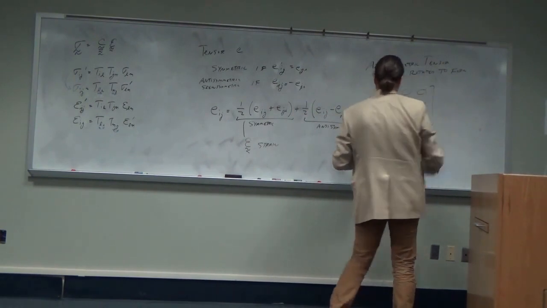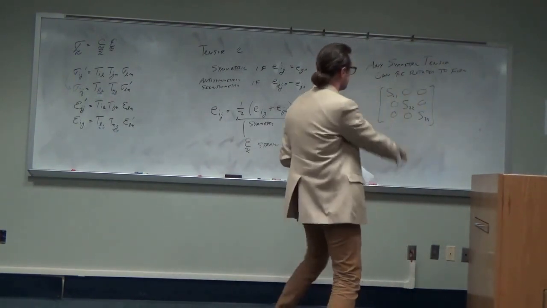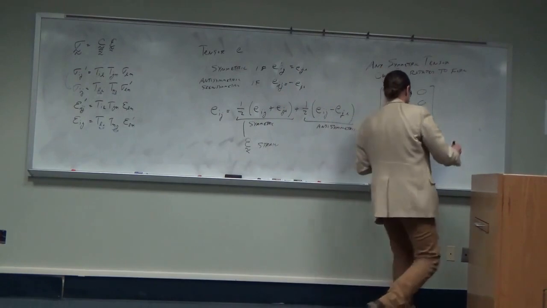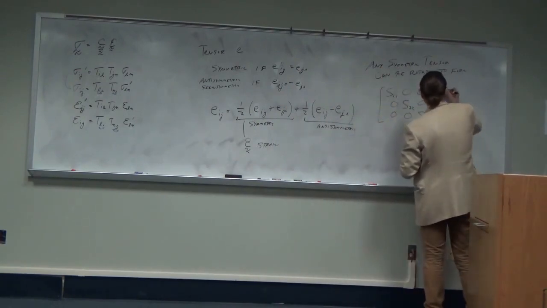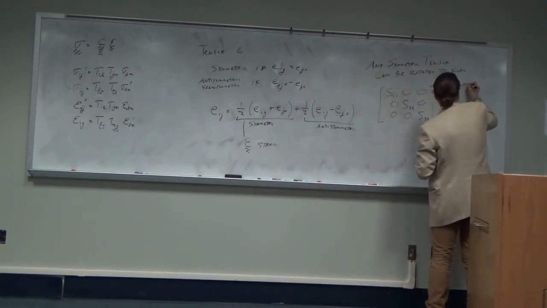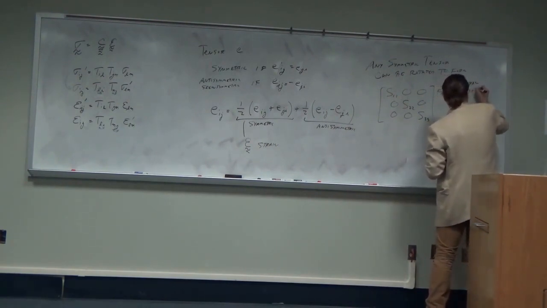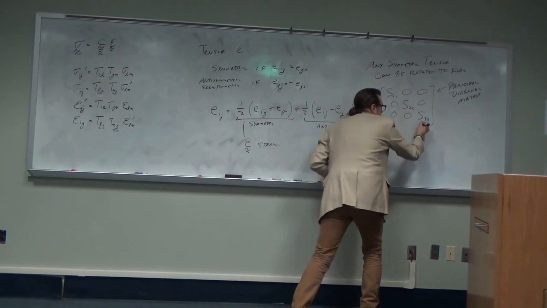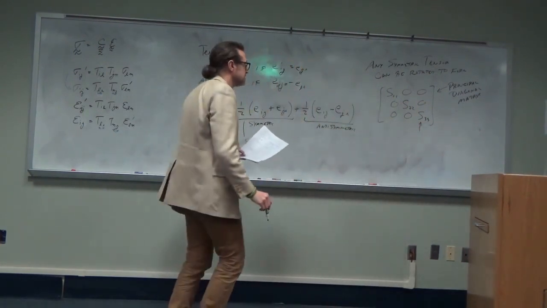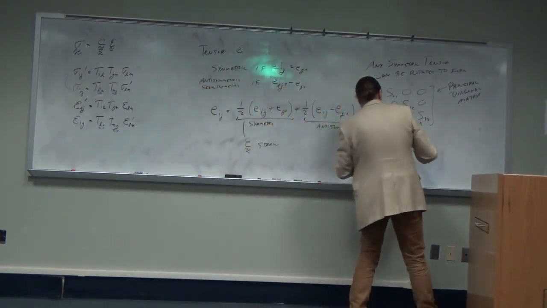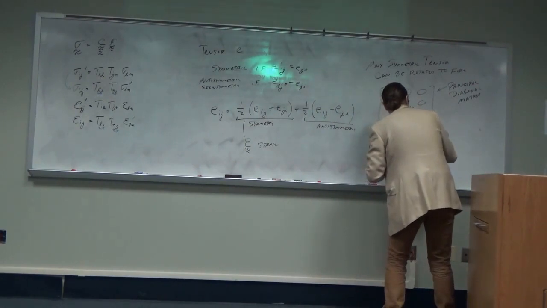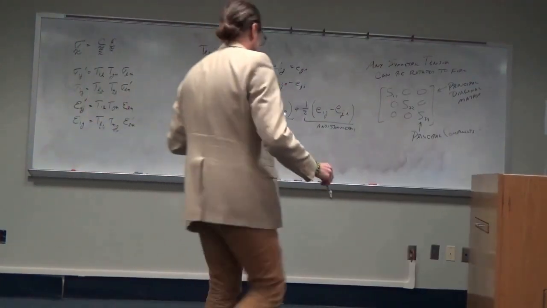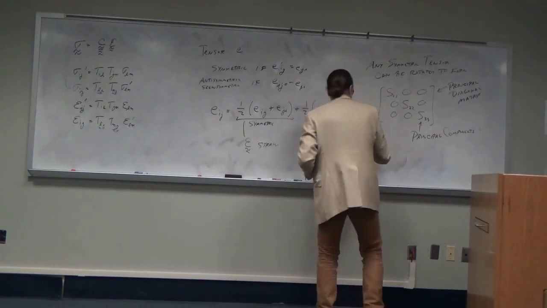All right, so we have this. This is called a main diagonal or a principal diagonal matrix. The main diagonal elements, these are called principal components, and principal axes.